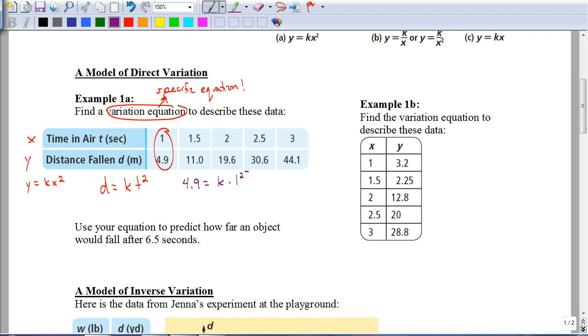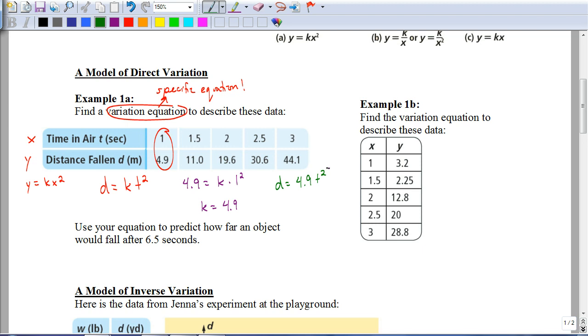Well, 1 squared is obviously 1, times k is just k. So that tells me the value for k is 4.9. And again, that's not my answer. That's not what they're asking for. They're asking us to find a variation equation. So the variation equation in here would be d equals 4.9 times t squared.